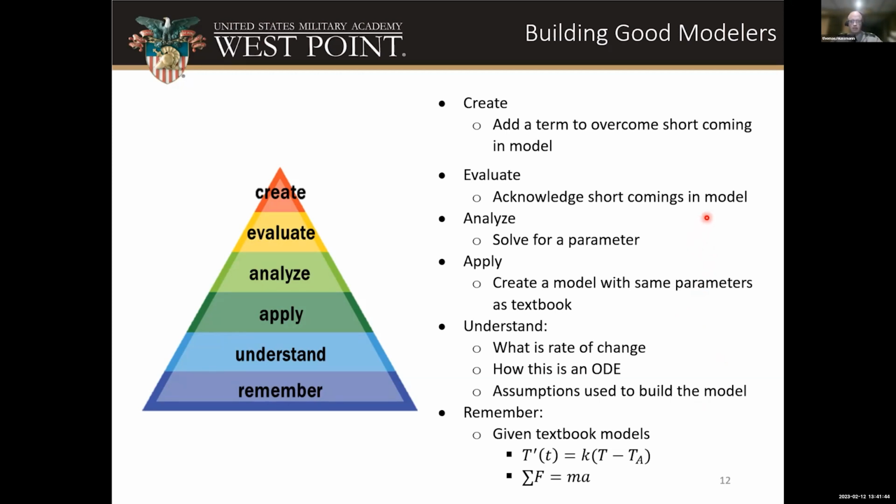And then in the evaluate, I think is where we want them to spend more time in terms of looking at their model, saying, this is what I need to do to improve it or to change it to better fit the real world or to better fit my interpretation of what the real world should behave like. And then in the create, we talk about making those types of changes and doing them well.